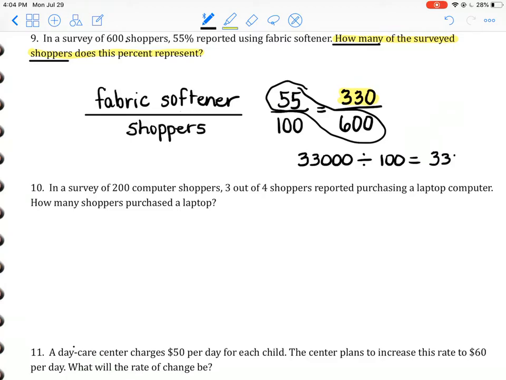So, okay, number 10. In a survey of 200 computer shoppers, 3 out of 4 reported purchasing a laptop computer. How many shoppers purchased a laptop? So bare bones, how many shoppers purchased a laptop? Well, we have the laptop folks out of shoppers.